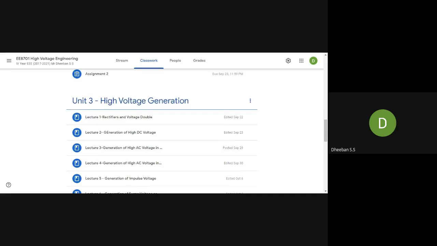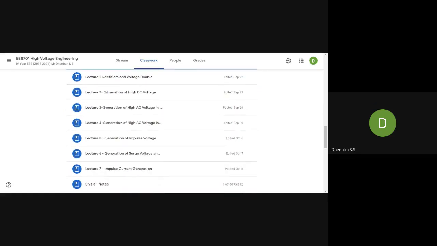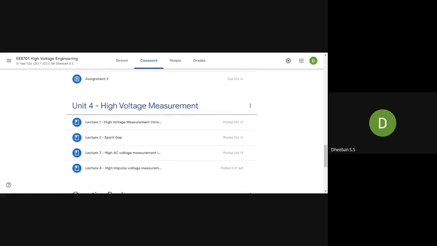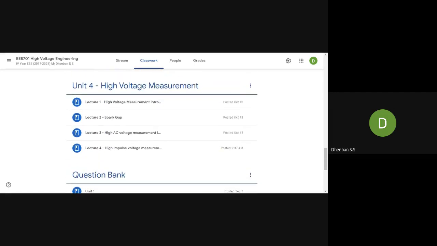Then the third unit dealt with the generation of high voltage. We have seen how high voltage is generated. In the fourth unit, we have been dealing with voltage measurement techniques. In this, we have seen how to measure high voltage for DC, how to measure DC high voltage. After that, we have seen about AC.